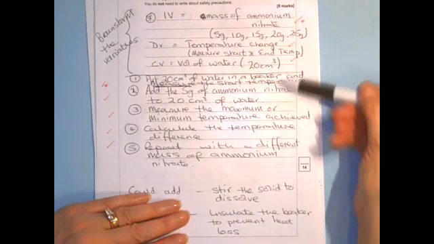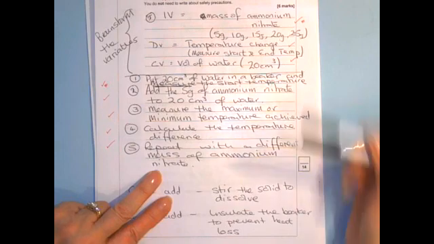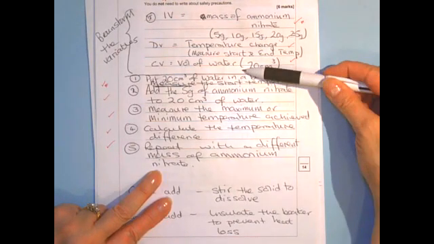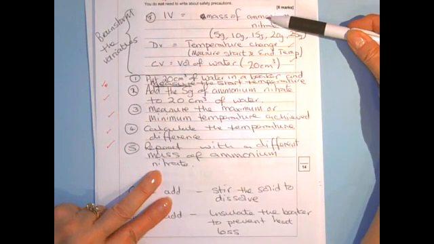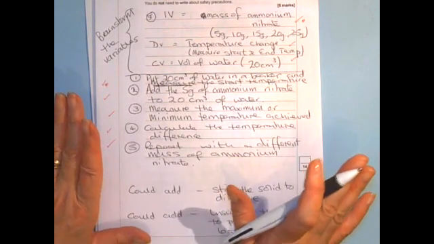Now that will give me a valid outcome. I will get valid results. I've stated here that I've got a control variable, I'm going to measure the temperature change, and I'm going to have different masses of ammonium nitrate. So that is a full 6 marks.